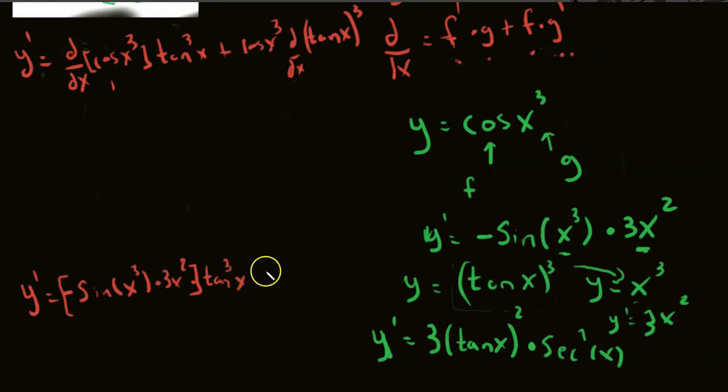And then we have plus cosine x cubed multiplied by 3 tan x squared multiplied by secant squared x. That's our answer. We can simplify this further if you want, but it's okay. Looks pretty complicated, but it's really just a chain rule. So practice chain rule problems, and they're going to come for sure. You have to be able to spot the functions inside them.